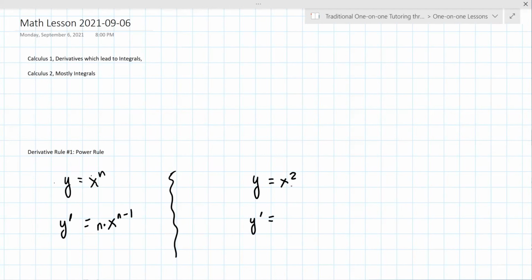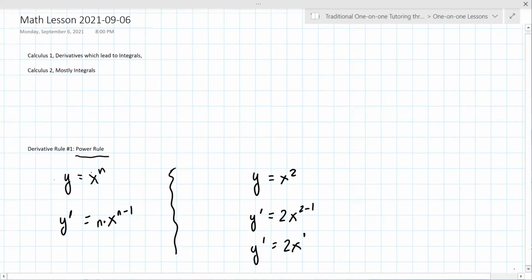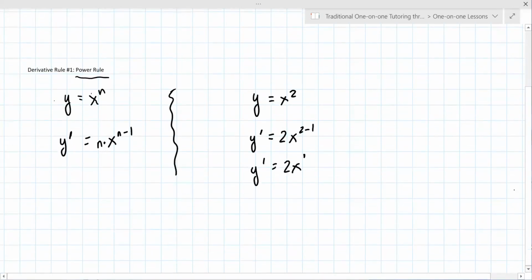So you subtract 1 from the exponent, so it's 2 minus 1, and then you bring this number out in front from the exponent here. So this becomes 2x, or 2x to the power of 1. Yes, this is the derivative. So we're going to do a bunch of these power rule derivatives until you get comfortable with it, and then we'll add some complexity.